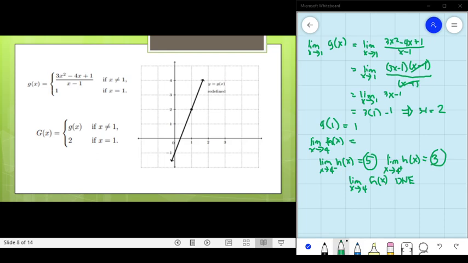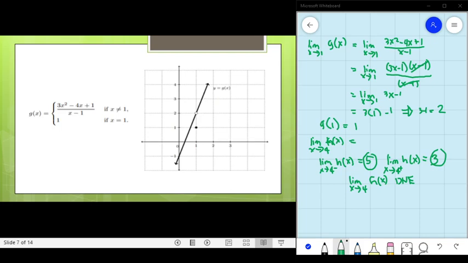And sometimes this situation is what we call a hole discontinuity instead of removable discontinuity. Okay?